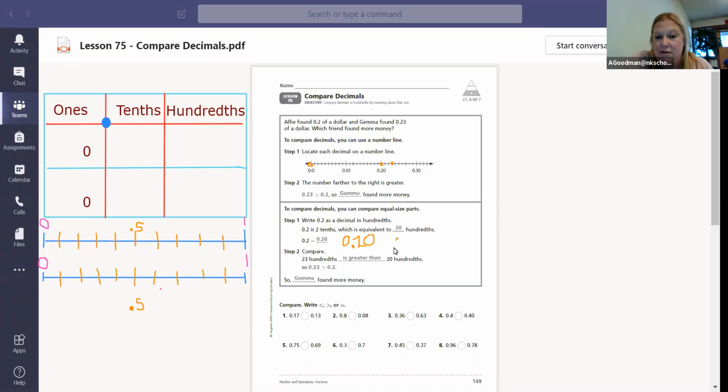and 0.23. So now we have 2 digits after the decimal point. So we have 20 hundredths and 23 hundredths. So 23 hundredths is greater than 20 hundredths. So 0.23 is greater than 0.2.